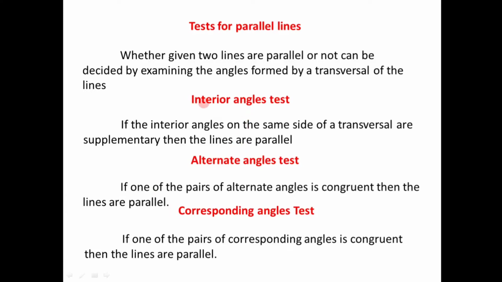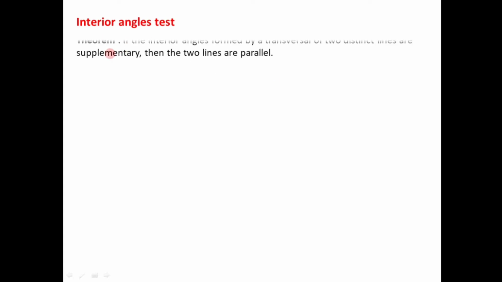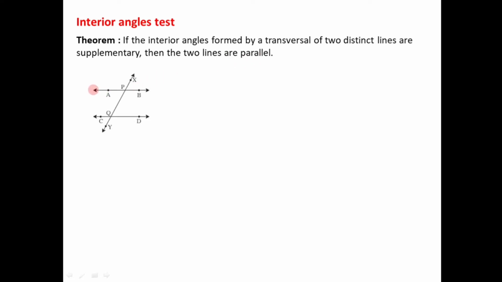In this video we are going to prove the interior angles test. Let us have the statement again. The statement of the theorem is, if interior angles formed by a transversal of two distinct lines are supplementary, then the two lines are parallel. Here two lines are given, AB and CD, and XY is their transversal which intersects line AB and line CD at points P and Q respectively.